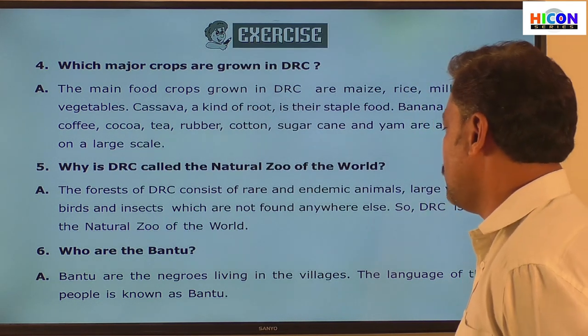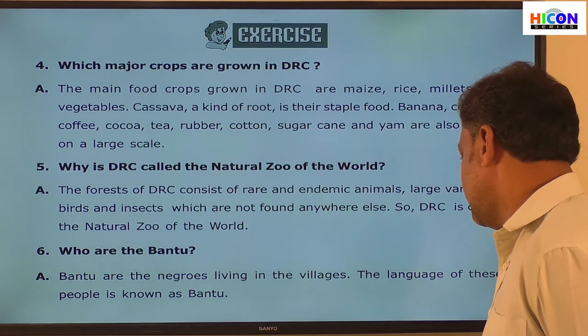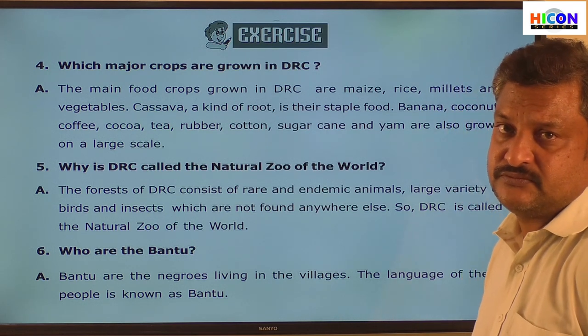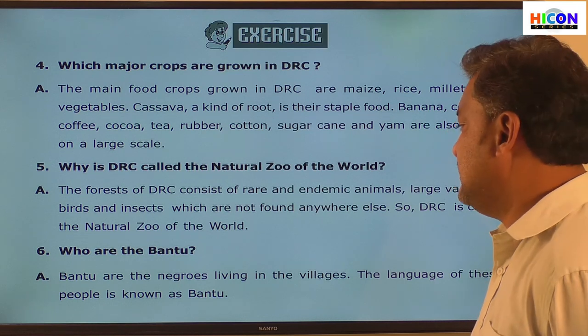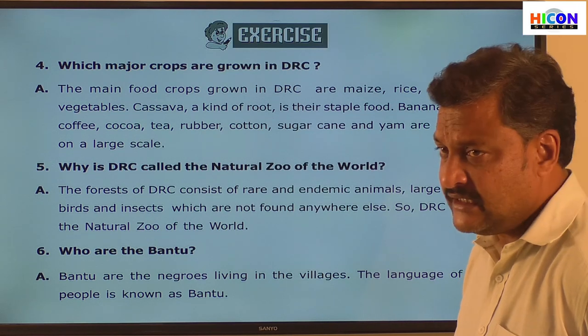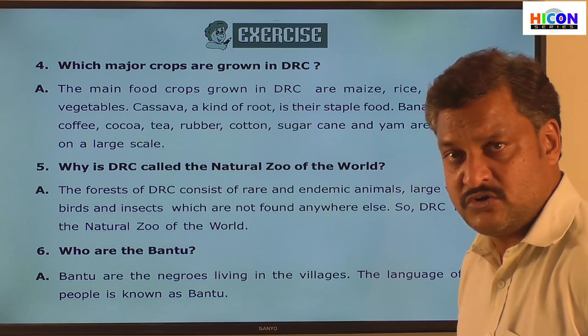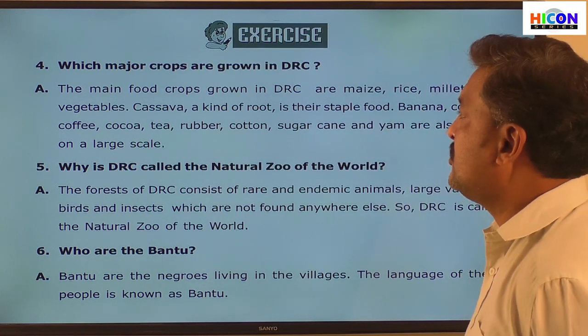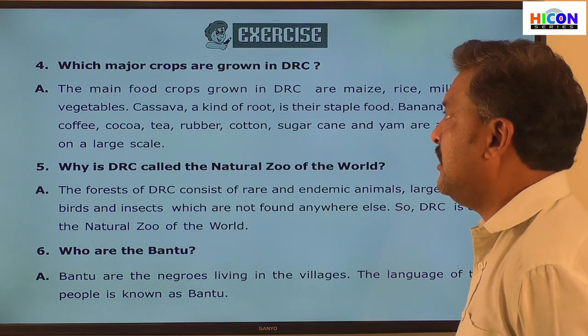Bantu are the Negroes living in the villages. The language of these people is also known as Bantu. The people who live in the villages are called Bantu. It's the language also. The language also is named as a Bantu. Right? So, which crops are grown in DRC?